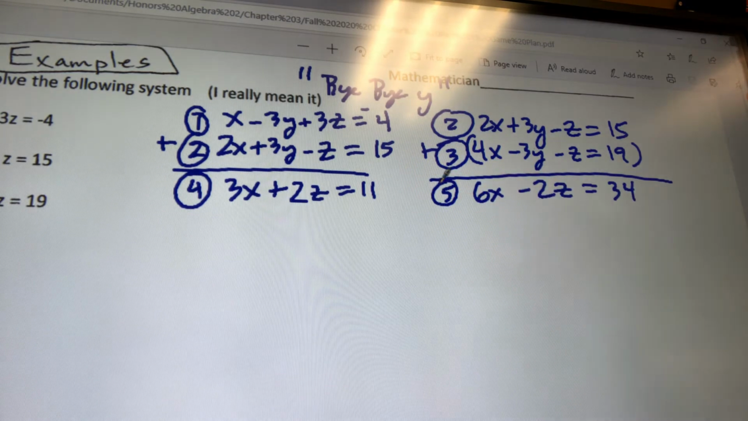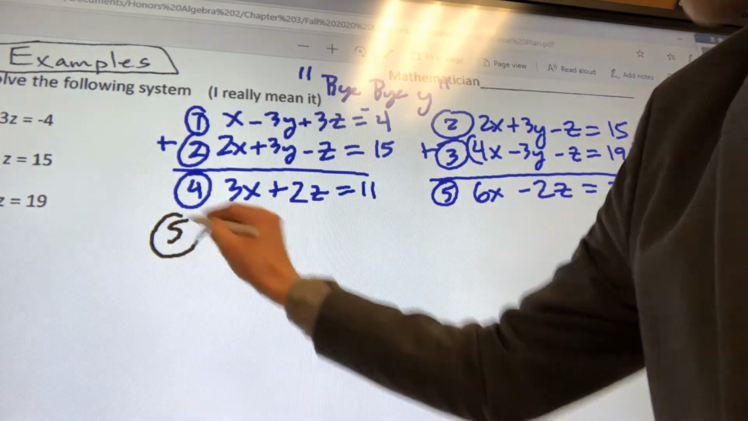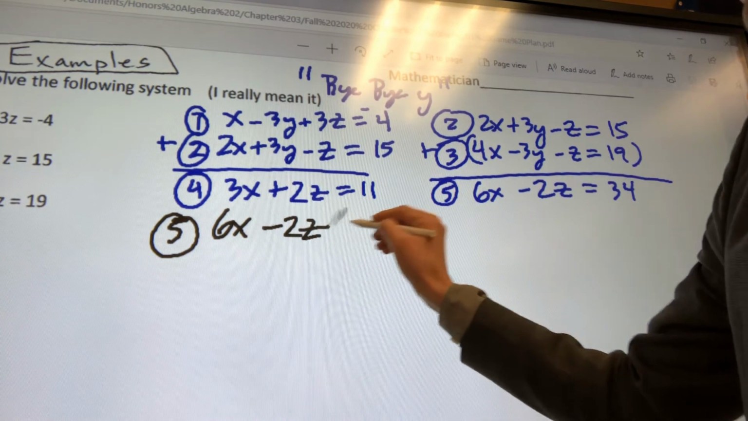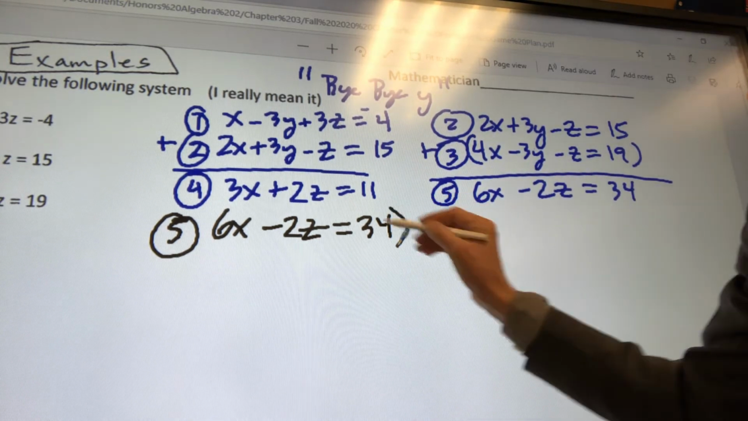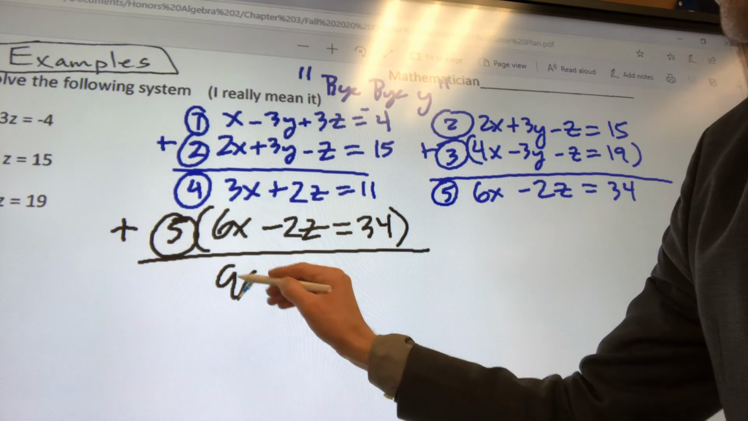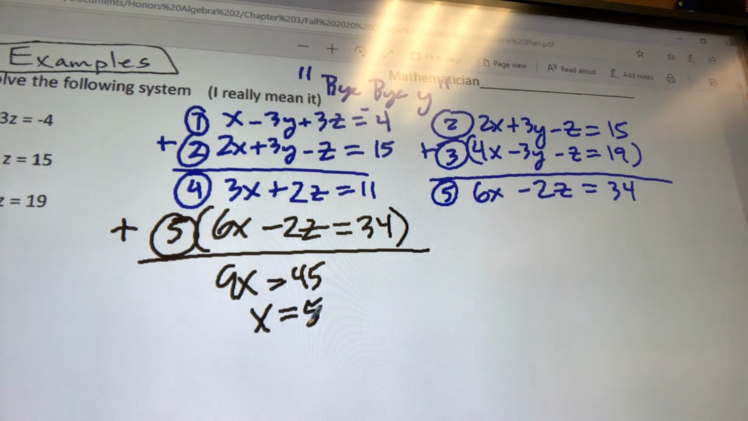Those two equations now, 4 and 5, I'm going to put together. Now I have 2 equations with just x and z in them, and I can use elimination to find x and z. I'm going to put equation 5 underneath here. 6x minus 2z is equal to 34. This is perfect because the z's are opposite. So I'm going to add the equations together. I get 9x is equal to 45, and boom, the domino effect starts. I get x is 5.